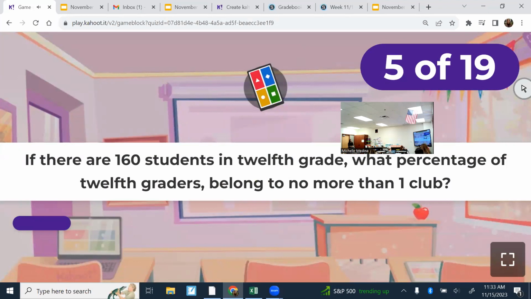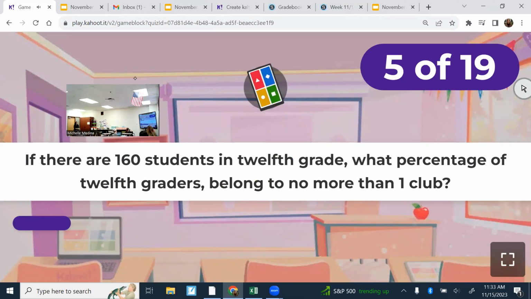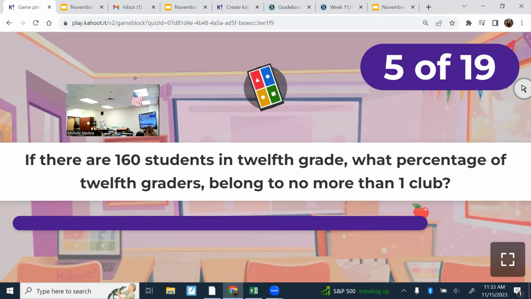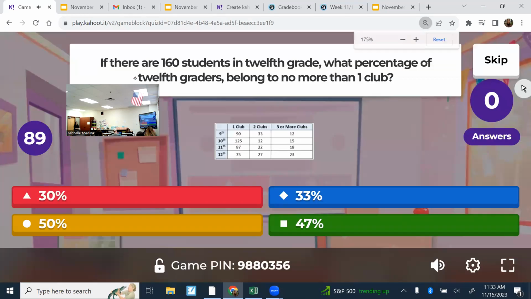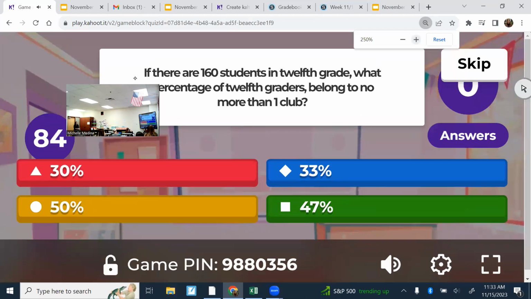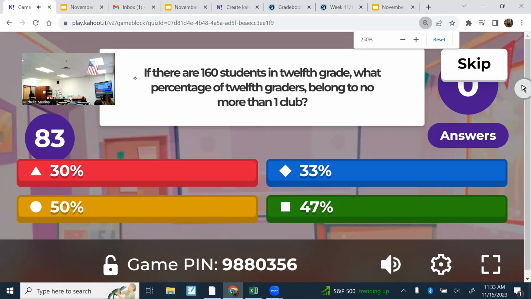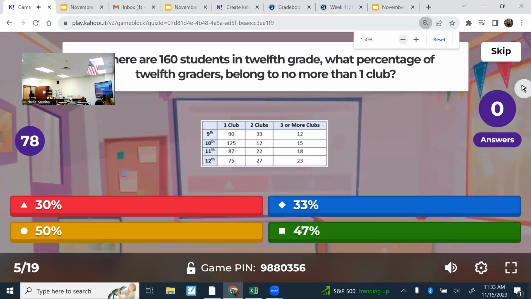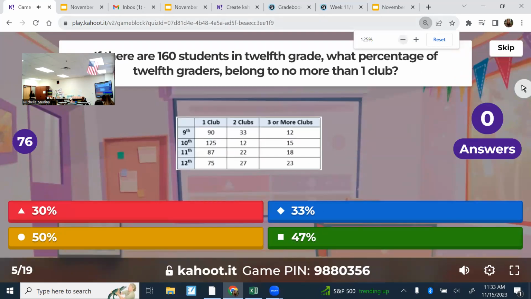If there are 160 students in 12th grade, what percentage of 12th graders belong to no more than one club? I'm gonna make it bigger. But if there's 160 12th graders, what percentage of 12th graders belong to no more than one club? I mean, that's as big as it will go.